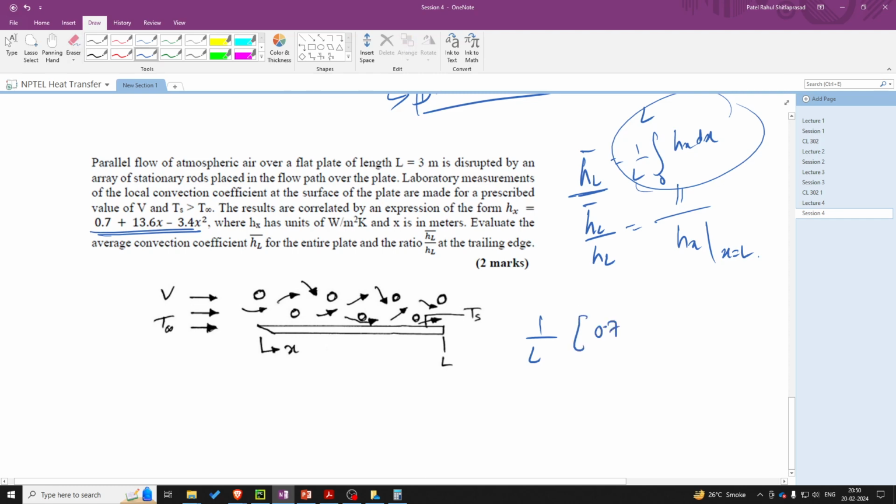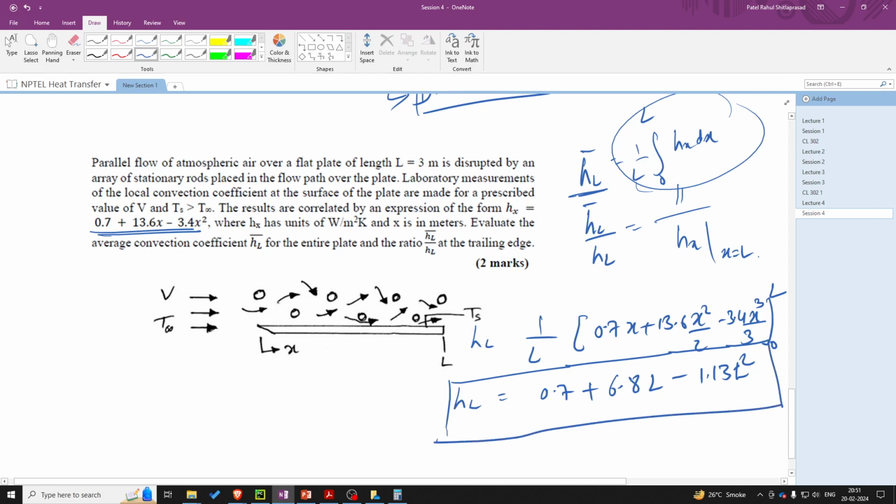integration of 0.7 will be 0.7x plus 13.6 x squared by 2 minus 3.4 x cubed by 3, the integration from 0 to L. So this will become h bar L. It will become 0.7 plus 6.8 L minus 1.13 L square. So this is our equation for average h bar L.